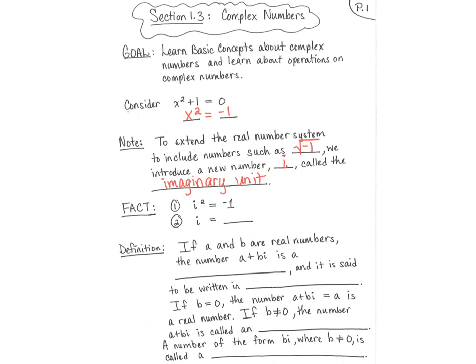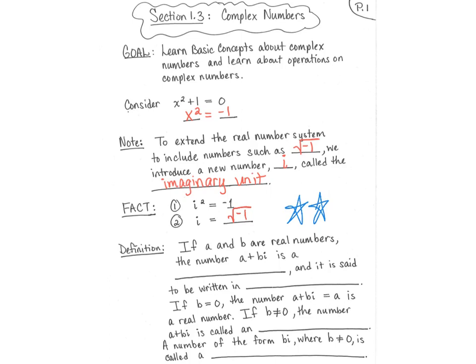So, in fact, i squared is equal to negative 1, and i is equal to the square root of negative 1. So keep these in mind because you want to use this throughout this section.